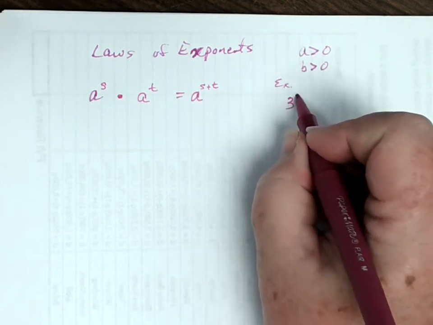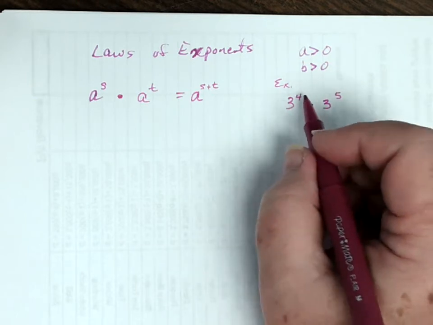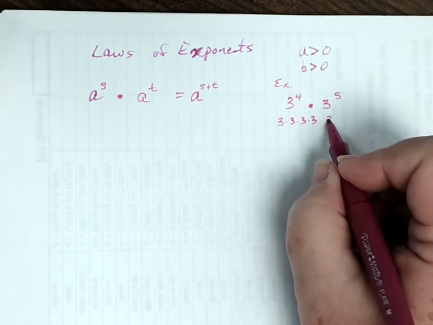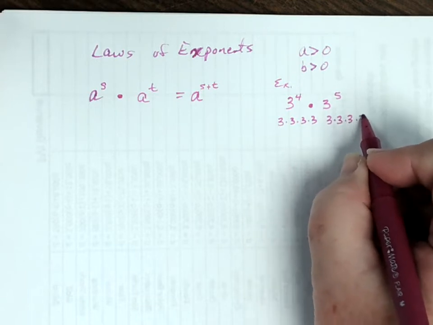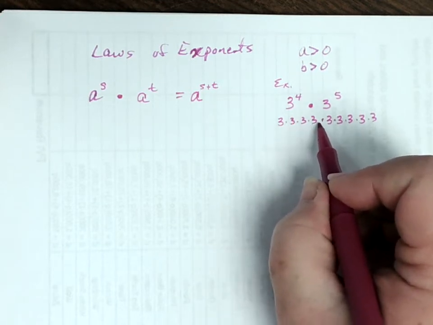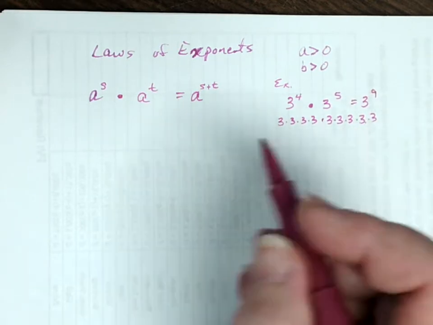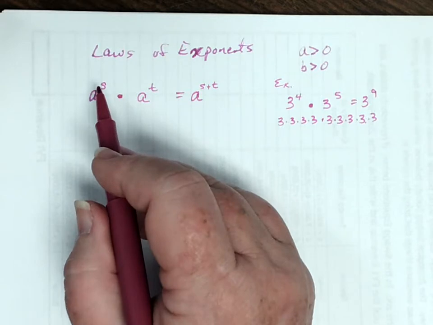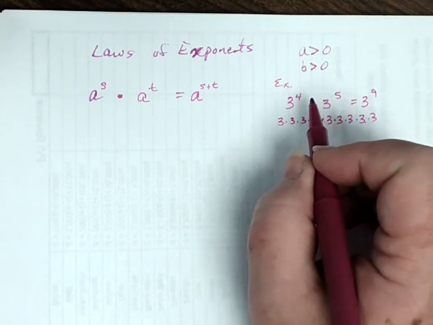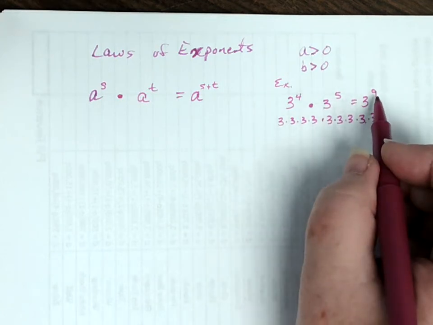Let's say that I have 3 to the 4th, and I'm multiplying that by 3 to the 5th. Now we know that 3 to the 4th is the same as 3 times 3 times 3 times 3. And we know that 3 to the 5th is 3 times 3 times 3 times 3 times 3. And if I'm multiplying those together, I have 1, 2, 3, 4, 5, 6, 7, 8, 9 of them. So this is equal to 3 to the 9th power. But if we use this property where we can add S and T together, 4 plus 5 is equal to 9. So we just know anytime we have two bases that are the same, multiplied together, we can add the exponents.